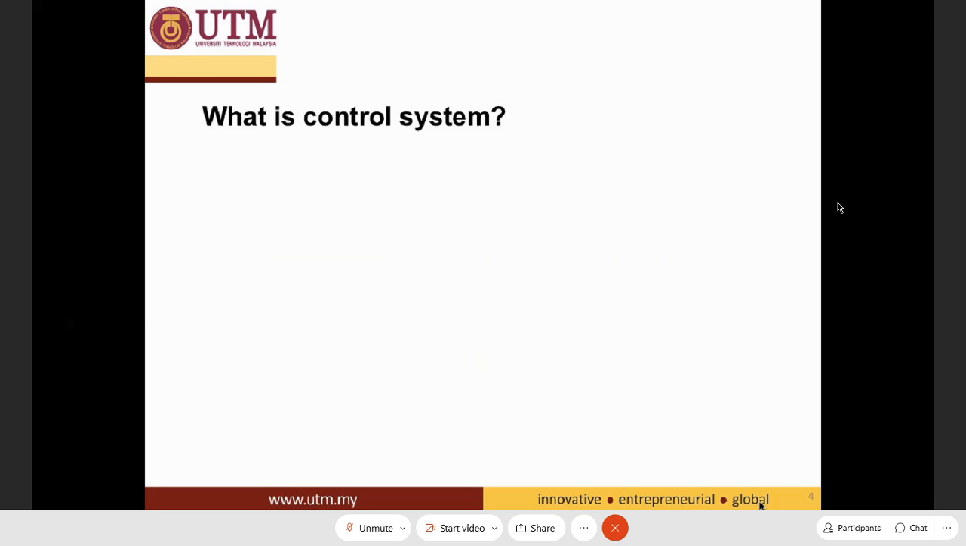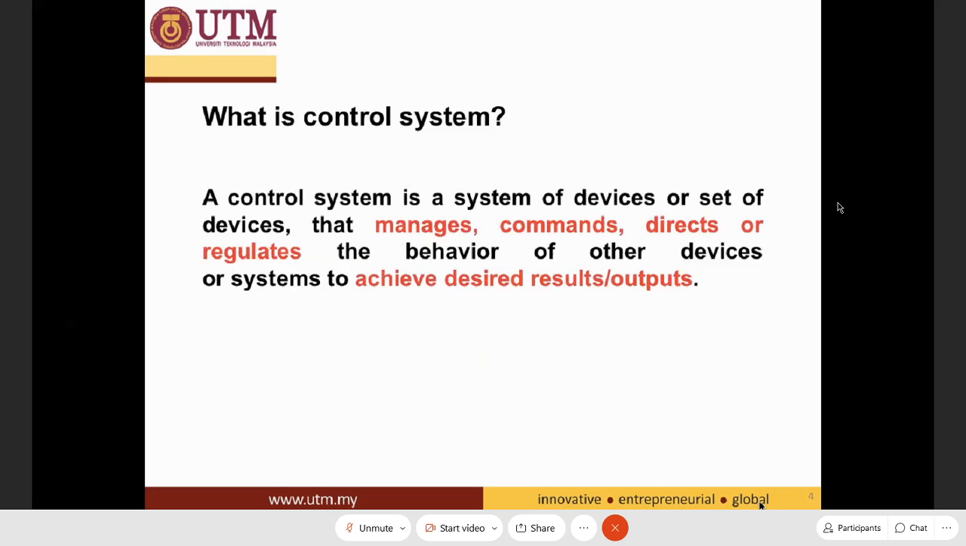Okay, so actually control system you can get anywhere around you. Household or the system equipment that you have is using control strategies. So when you have a system that can give you the output at a certain level that you need, that is a control system.